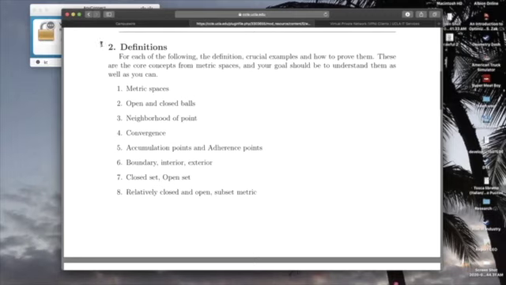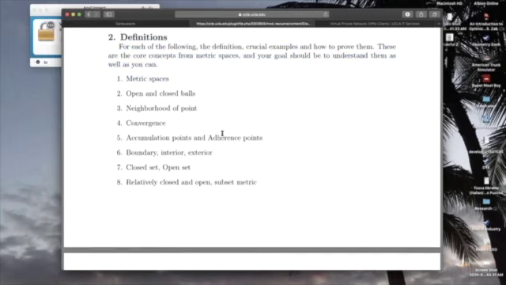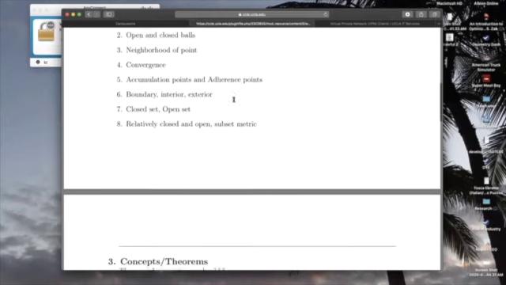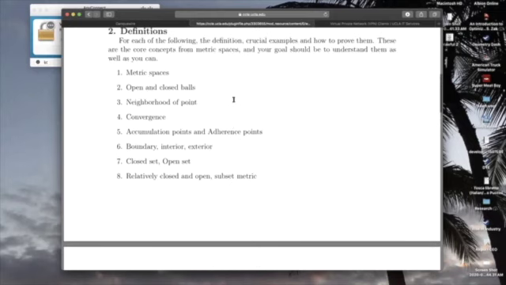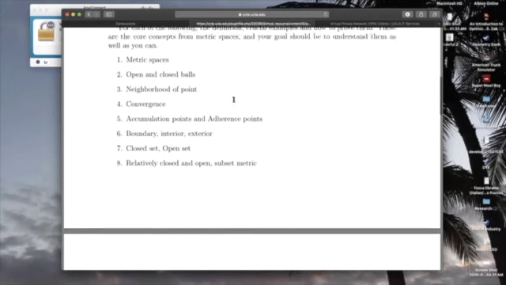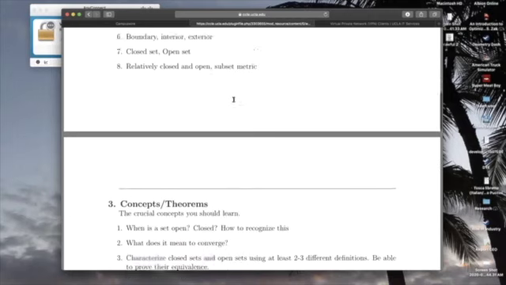Now, a big thing in this class is definitions. Each week we will cover different definitions that are related to different theorems. The first week we will talk about metric spaces, open and closed balls, etc. These are definitions that you should make sure that by the end of the week you definitely know. For each of them you should know a couple of the crucial examples. You should know some of the main properties that they enjoy.